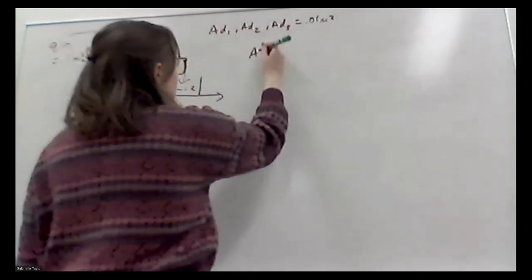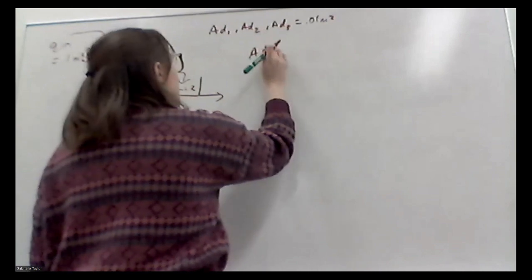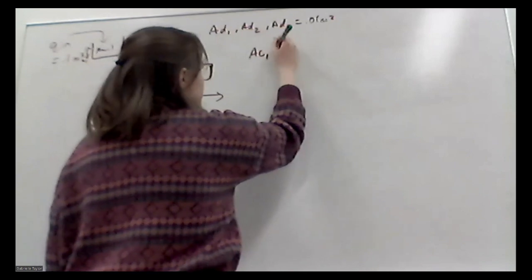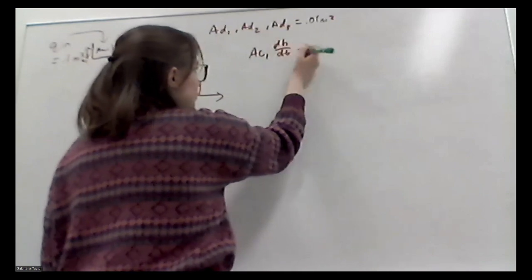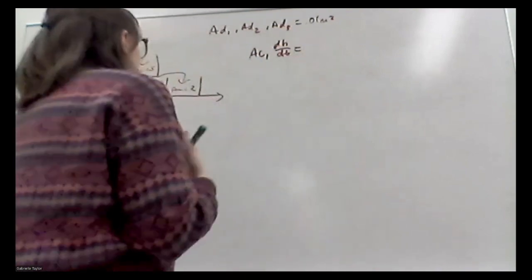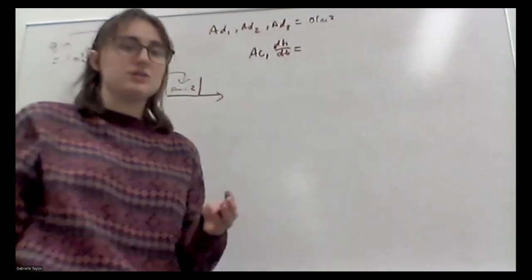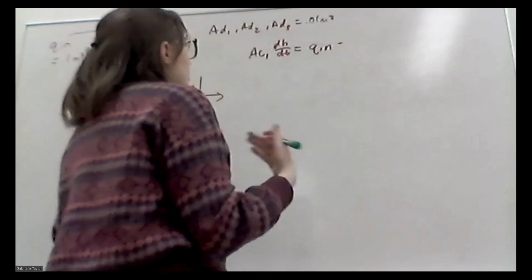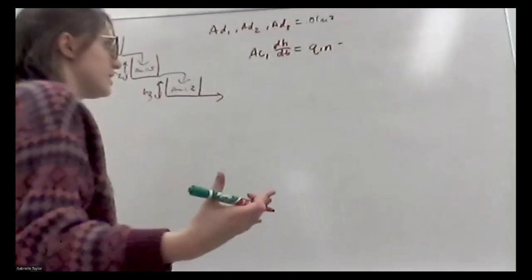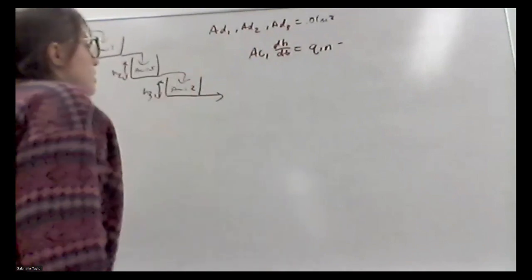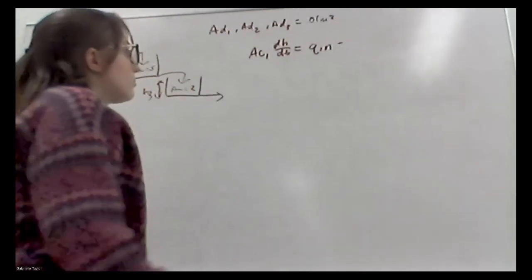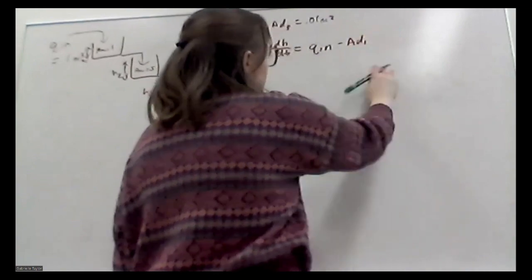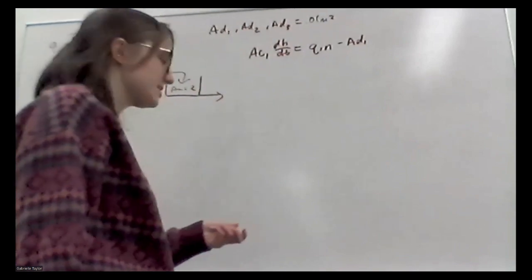For the first tank, it's going to be the cross-sectional area of 1 times our differential change of height with respect to time. This is based off of our flows in and our flows out. Our flow in is going to be Qn for the first. Then we have to know what we're subtracting. What is our Q out going to be? We know the cross-sectional area of the flow out, which is AD1. Now we need to know what our flow out is going to be. What is our velocity? How fast is this leaving?